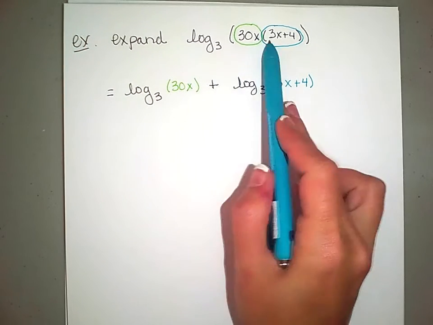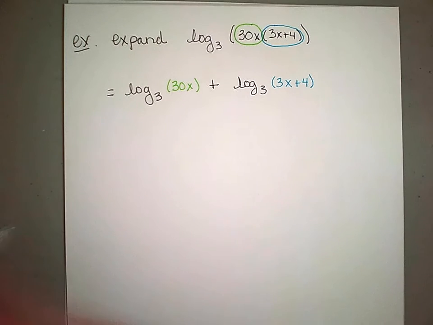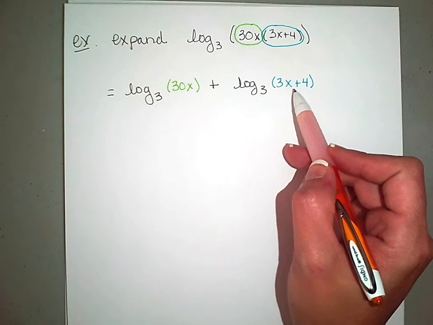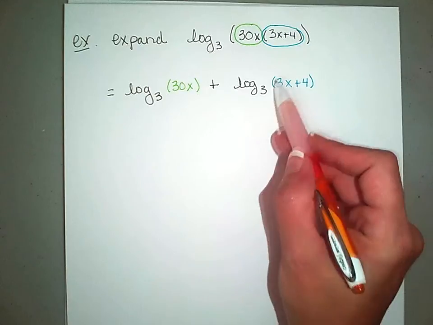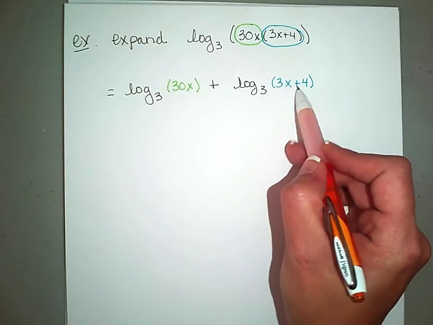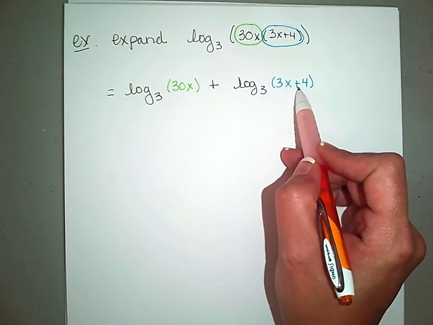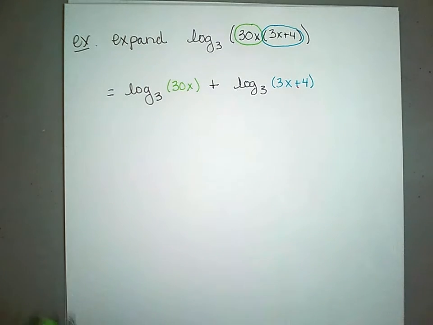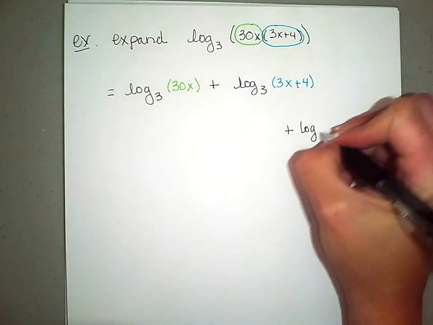So in this way, I'm simplifying the logarithm. Now inside of here, there is no more multiplication. There's a multiplication here, but the addition is breaking that up. So our rules only apply to products. So this logarithm is as simplified as it can get.